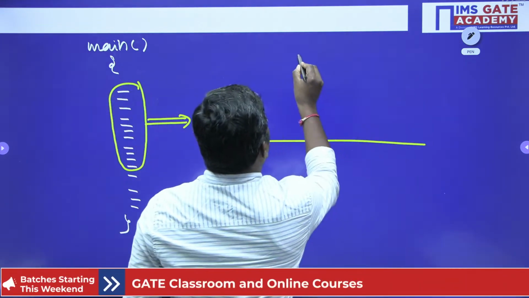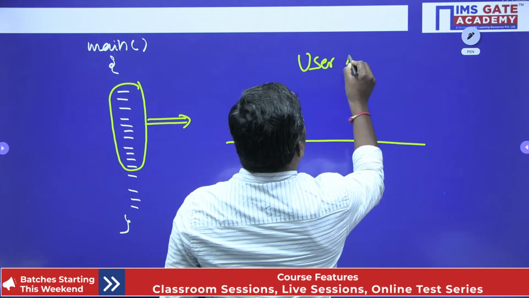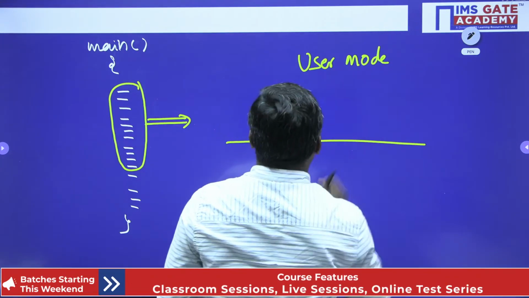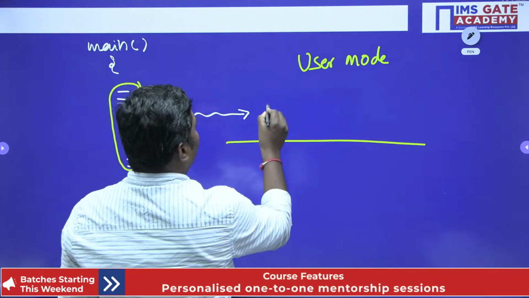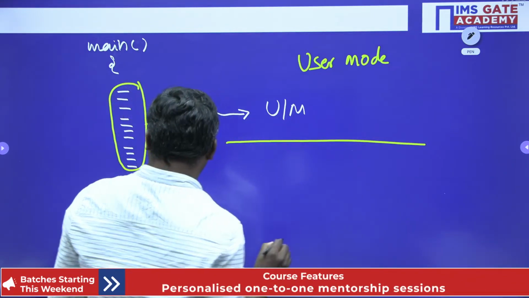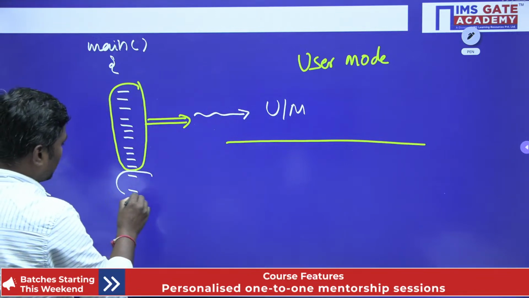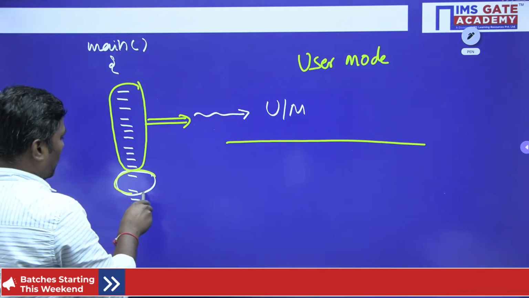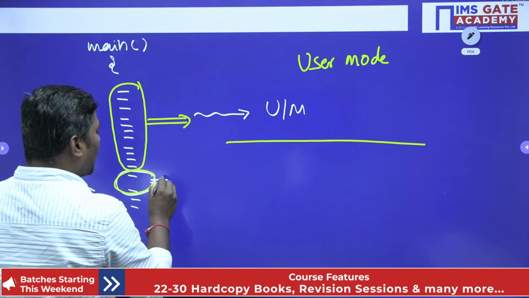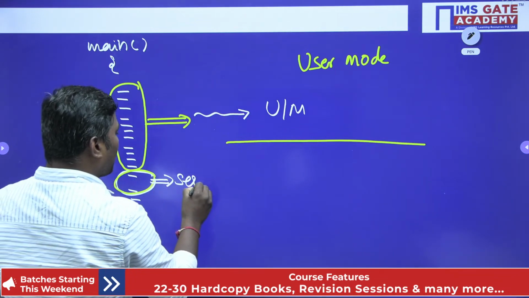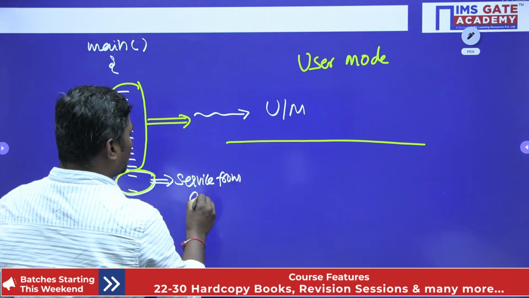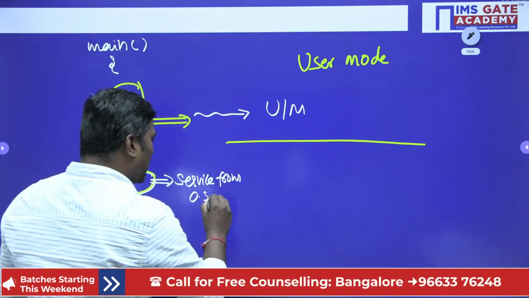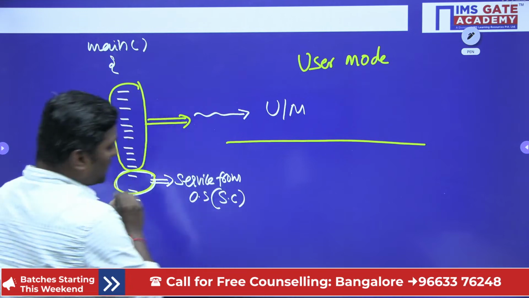This is user mode. The CPU is activated in user mode only. So these lines of code are running in user mode only. Let's take that these two particular lines require getting a service from the OS. We need a service from the operating system. So these are, let's assume, system calls.